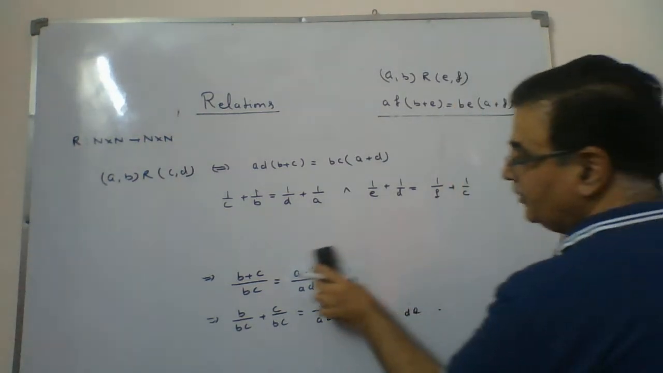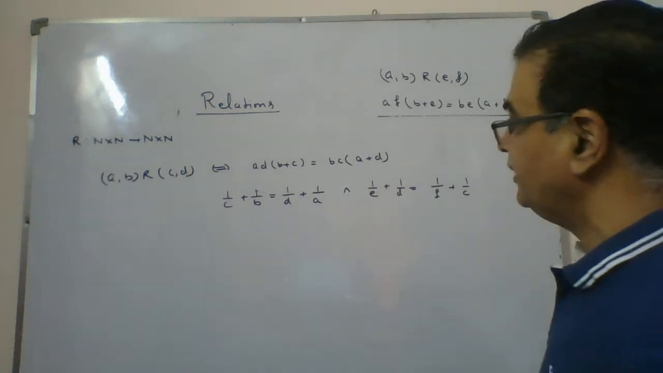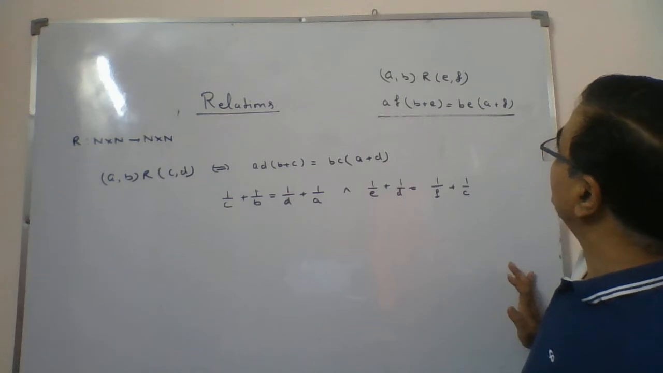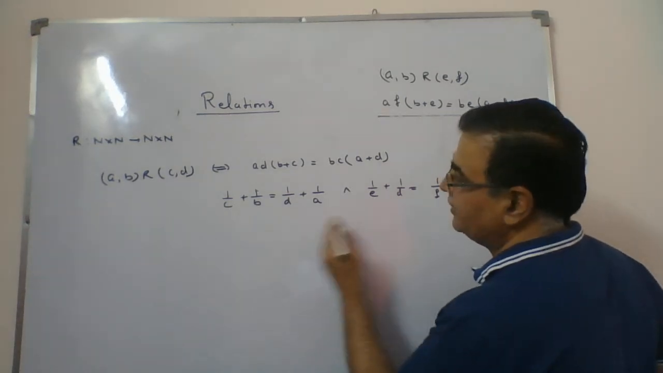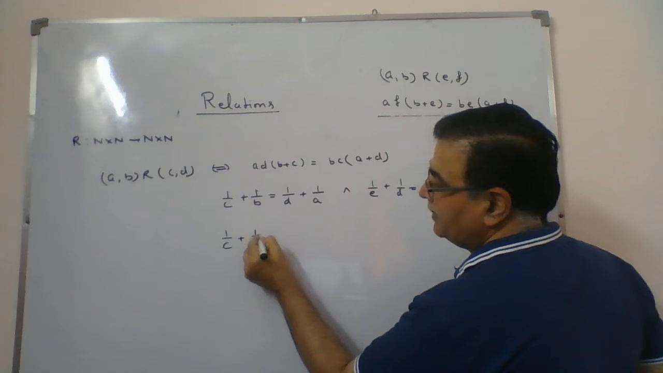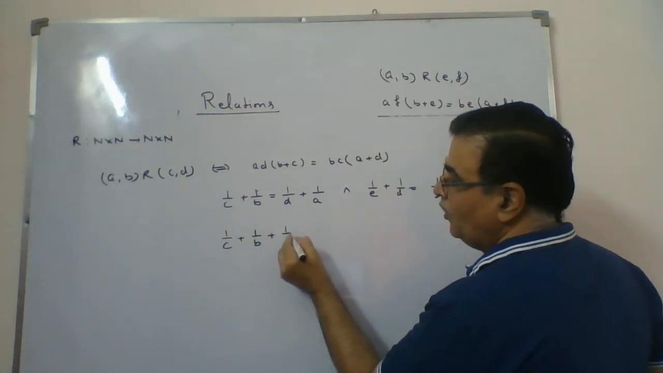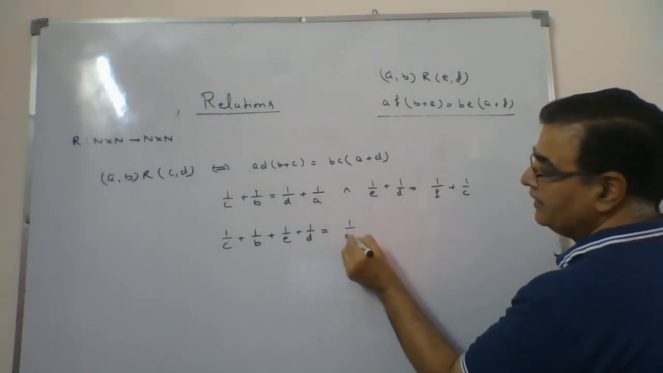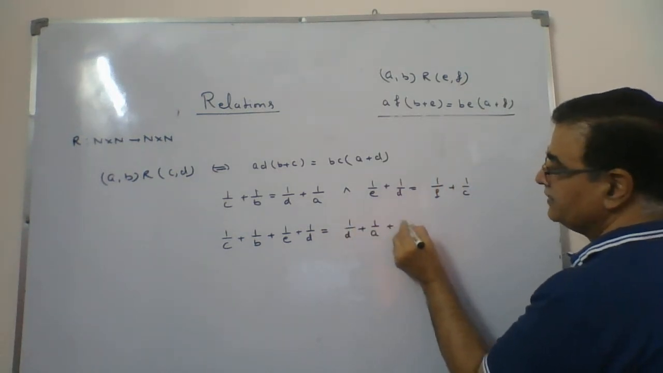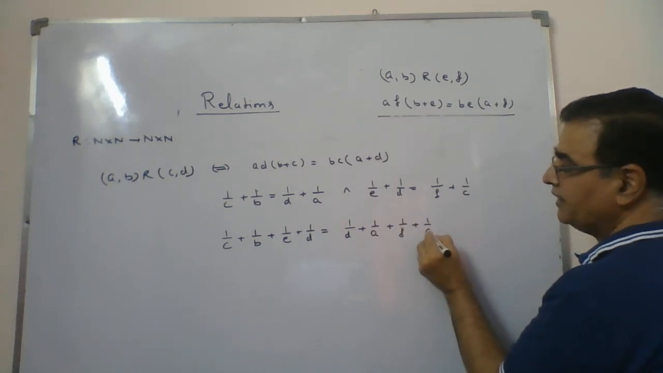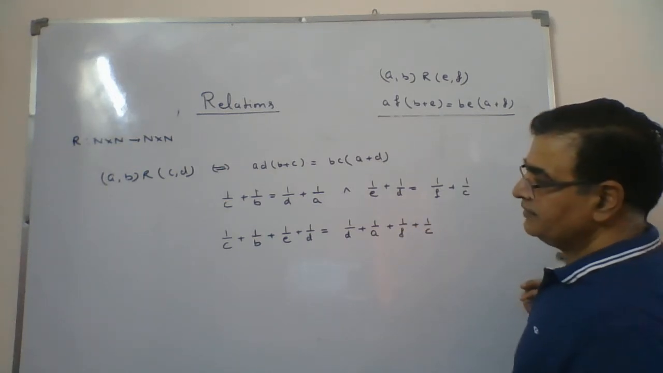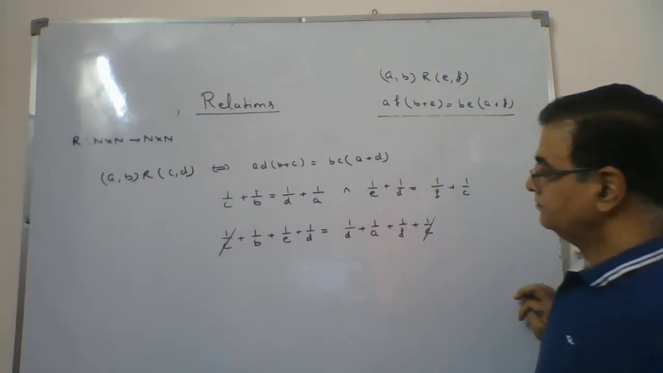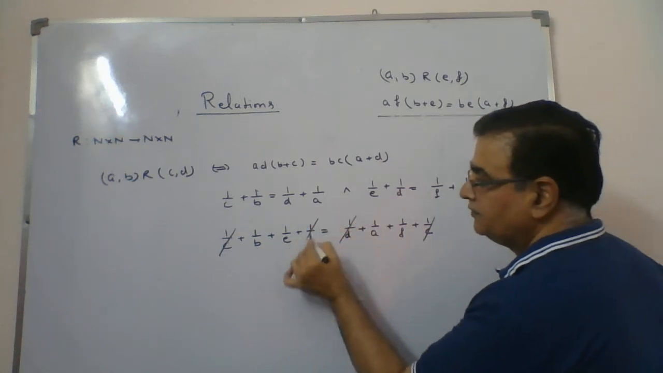Now this is the result we got first, and I want that B to be removed in this question and D to be removed here. So to get this, we add it now. 1 by C plus 1 by B plus 1 by E plus 1 by D comes out to be 1 by D plus 1 by A plus 1 by F plus 1 by C. Something cancels out, just check here, 1 by C is gone, and then 1 by D is also gone.